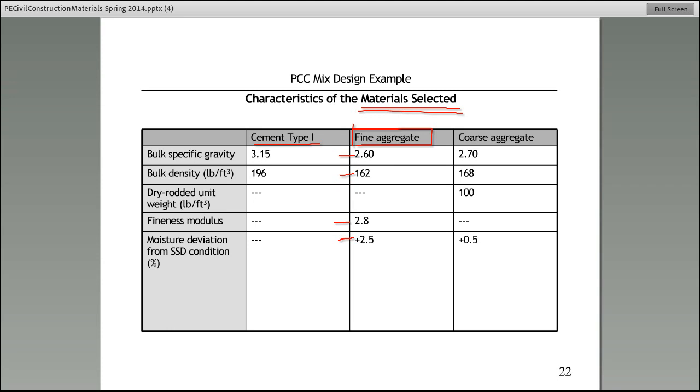The same thing we need to know about the coarse aggregate. Those same quantities we know. All right, and I will show you in just a minute, when we go through the solution, exactly how you use these numbers. But I want to point out something here.